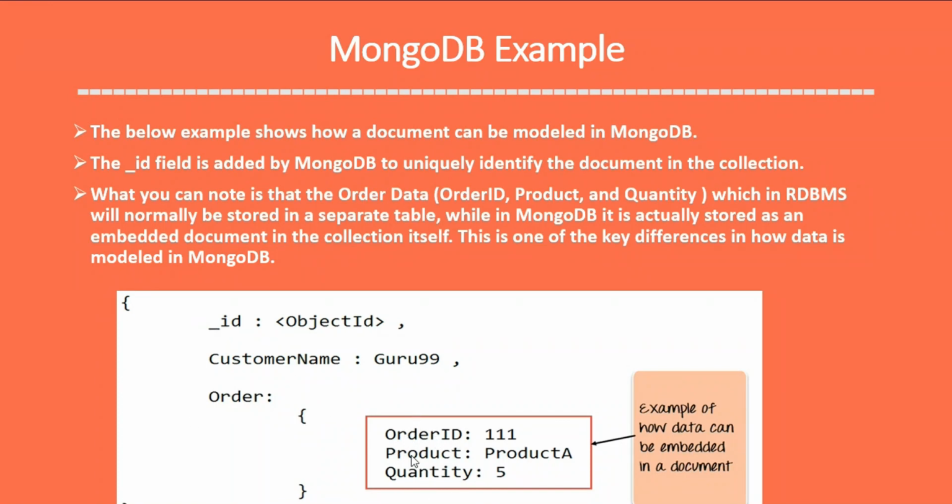All right, and look at the order data here. This data in RDBMS would normally be stored in a separate table, while in MongoDB it is actually stored as an embedded document in the collection itself. So this is one of the key differences in how data is modeled in MongoDB. All right, so basically this is the data which we normally store in a table in RDBMS, but in MongoDB this is stored as an embedded document in the collection itself. All right, so we'll see a lot of examples in further topics.